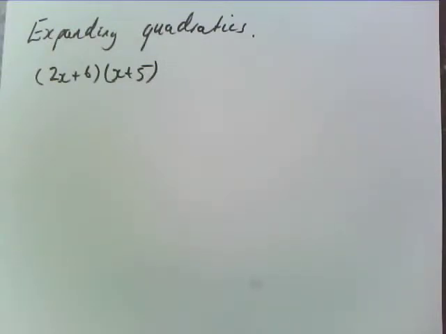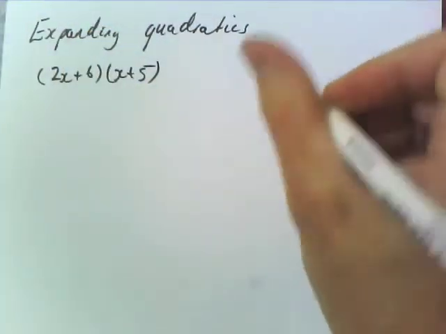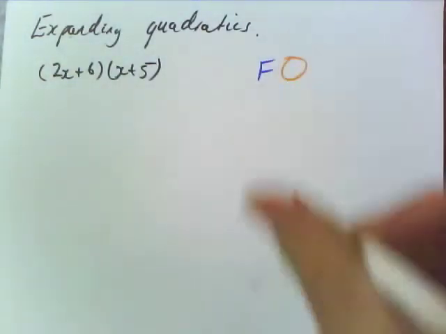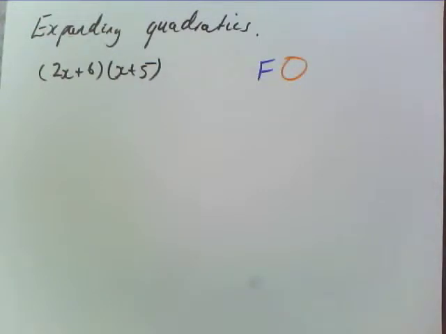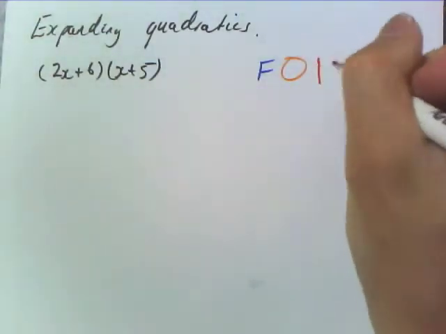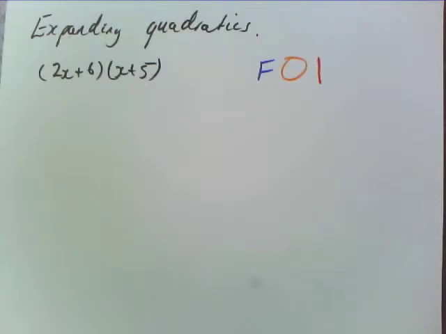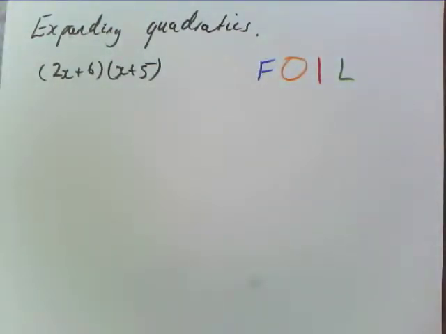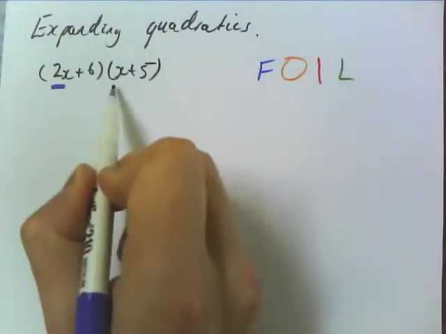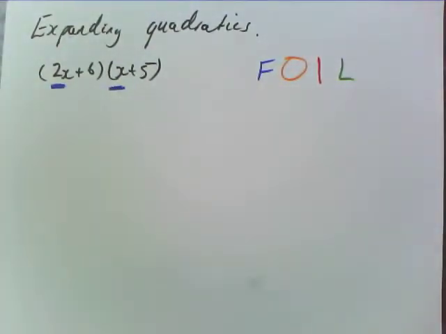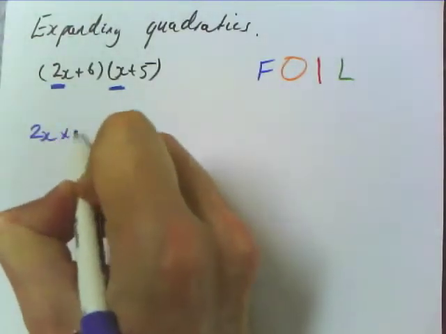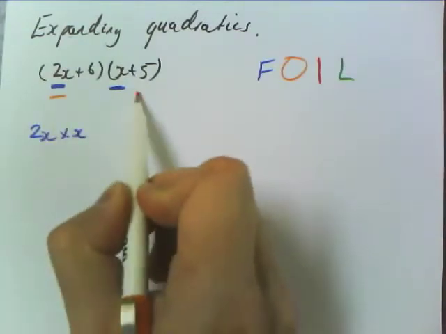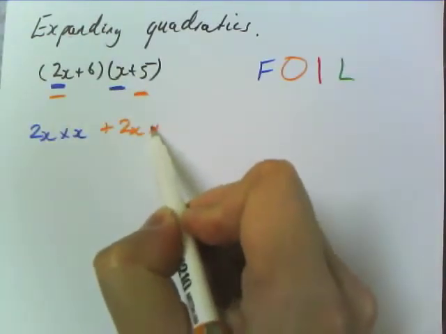So I use something called FOIL. Now, it's just a method, a process, if you will, of how to solve questions like this. What it means is you multiply the first two terms. So 2x times x, okay? Then you multiply the two outside terms. So plus 2x times 5.